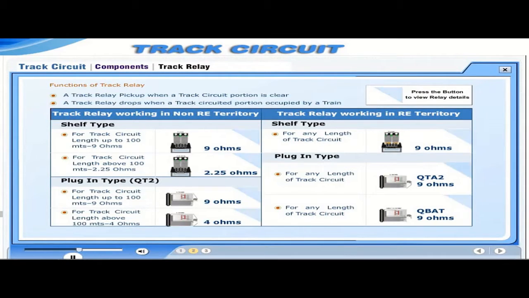Track relays used in RE territory are: self-type 9 ohms for any length of track circuit; plug-in type QTA2 9 ohms for any length of track circuit; plug-in type QBAT 9 ohms for any length of track circuit. Different types of track relay are used depending upon different track parameters.